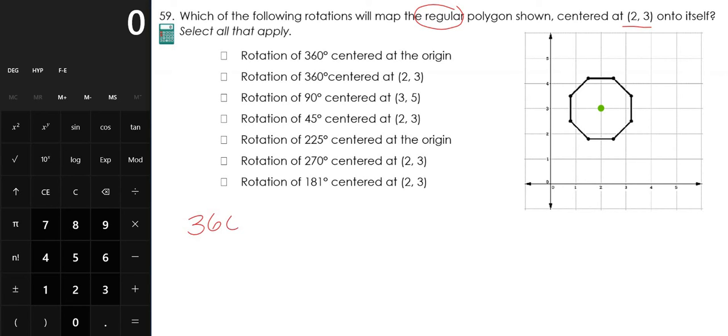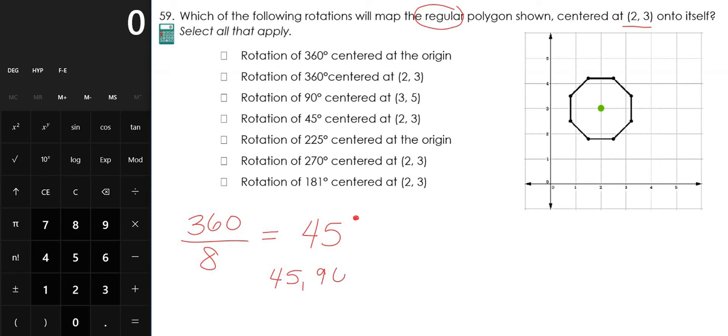360 divided by the number of sides. Since it's an octagon, we can count the number of sides. It's an octagon, we divide by 8. And that gives us 45 degrees. So any increment of 45 will work. So let's list out all those increments again, just like we did with the last problem.